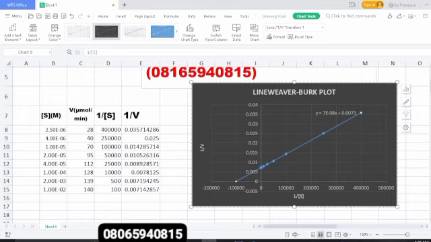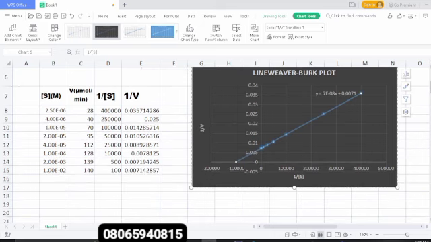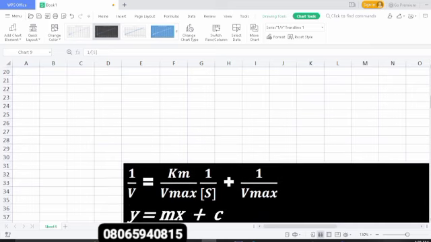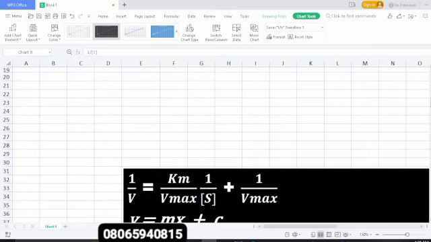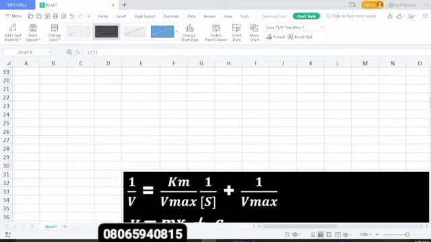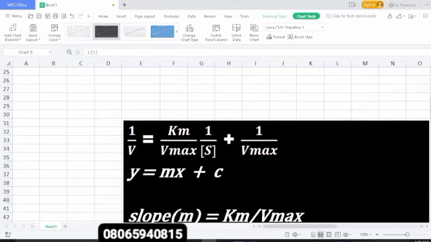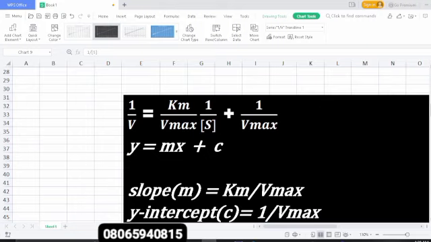So we have our graph already. How do we solve the question? The question says look for Km and Vmax. I have done the majority of the work down here, but I'm going to walk you through it. First I started with the Lineweaver-Burk equation, the famed one. I compared it to your general equation of a straight line, y equals mx plus c. In this case, your slope m corresponds to Km over Vmax.